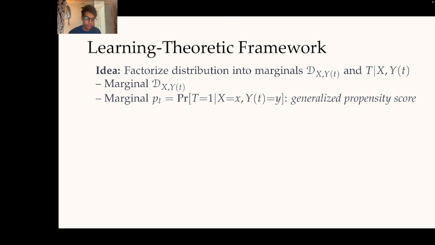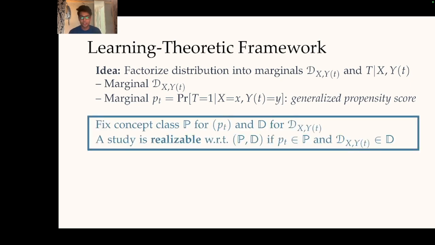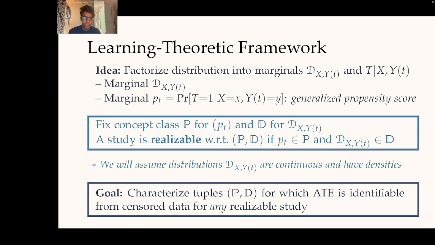Now, here is where we introduce some new notation in the area of causal inference, clearly inspired by work in learning theory. We'll introduce two concept classes, one for generalized propensity scores and the other for these feature outcome distributions. And then we say that an observational study is realizable with respect to the tuple P and D if the corresponding propensity score belongs to the class P and the corresponding feature outcome distribution belongs to the class D. In this language, now our question is to characterize the tuples P and D which enable the identification of the average treatment effect.